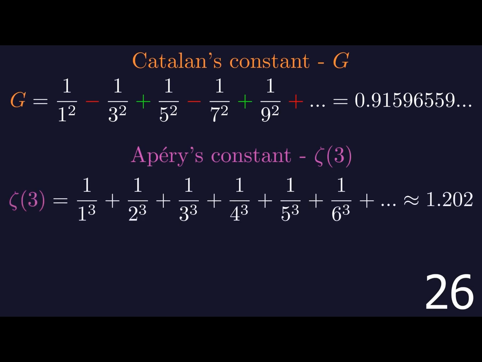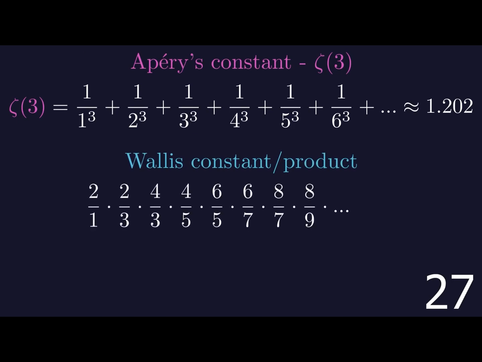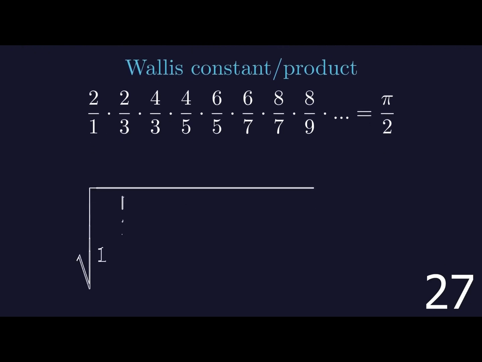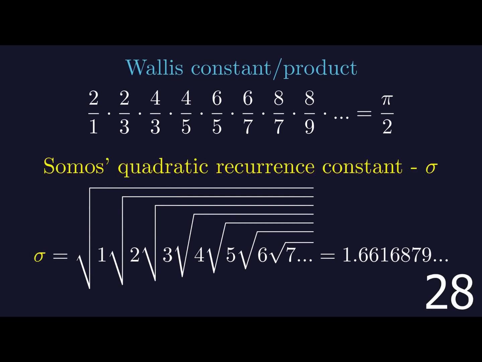The Wallis constant, or Wallis product, is defined as 2 over 1 times 2 over 3 times 4 over 3 times 4 over 5 and so on. The value of this infinite product is exactly equal to pi over 2. The square root of 1 times the square root of 2 times the square root of 3 and so on has a value of around 1.66 and is called Somos's quadratic recurrence constant.